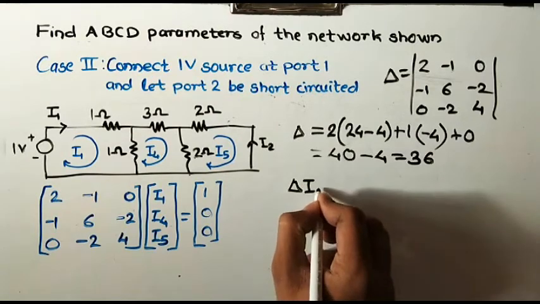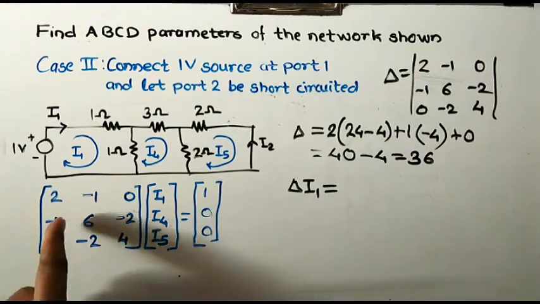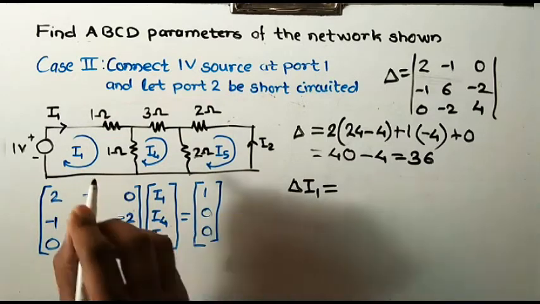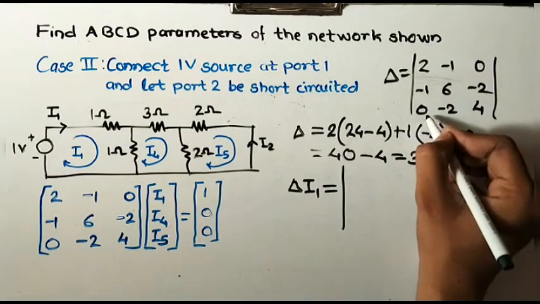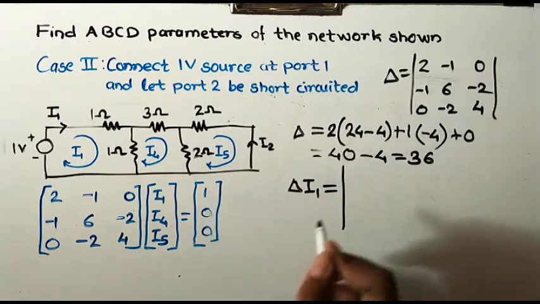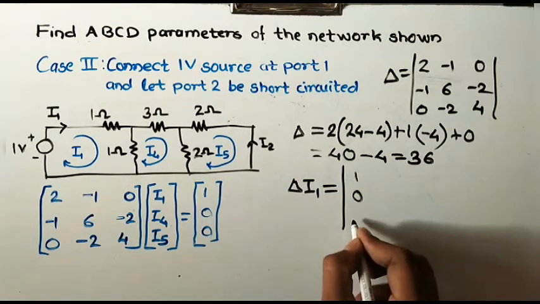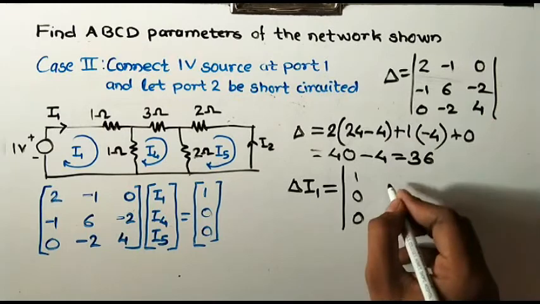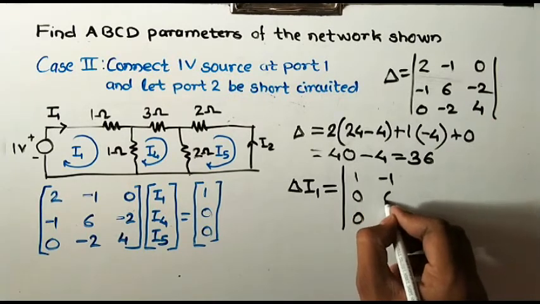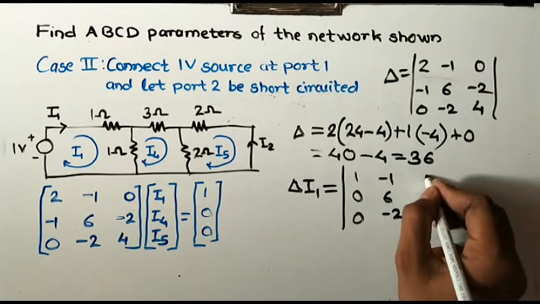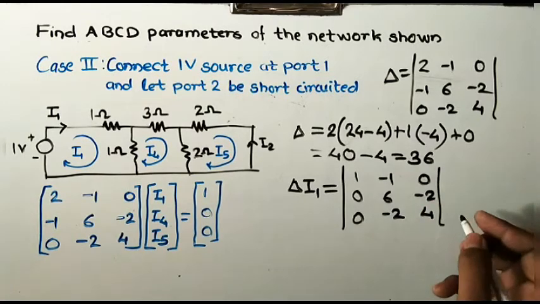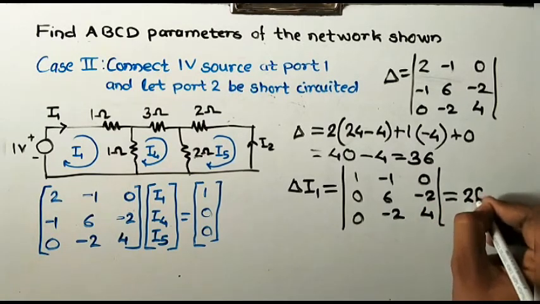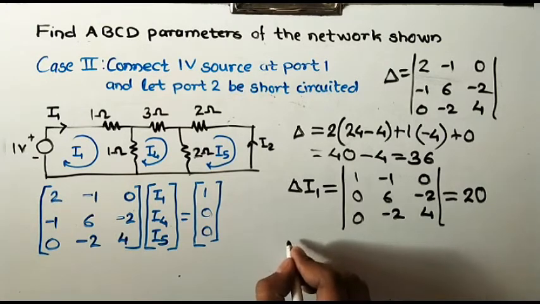Now we have to find delta I1 to find current I1. So delta I1 is equal to, the first column should be replaced by this one, that is 1, 0, 0. The remaining columns will remain as they are, that is minus 1, 6, minus 2, then 0, minus 2 and 4. The determinant of this will be 20. You can calculate it, you will get it as 20.